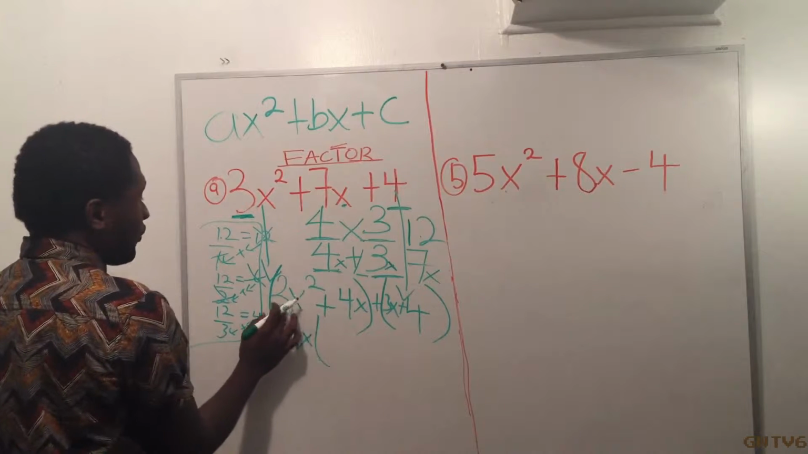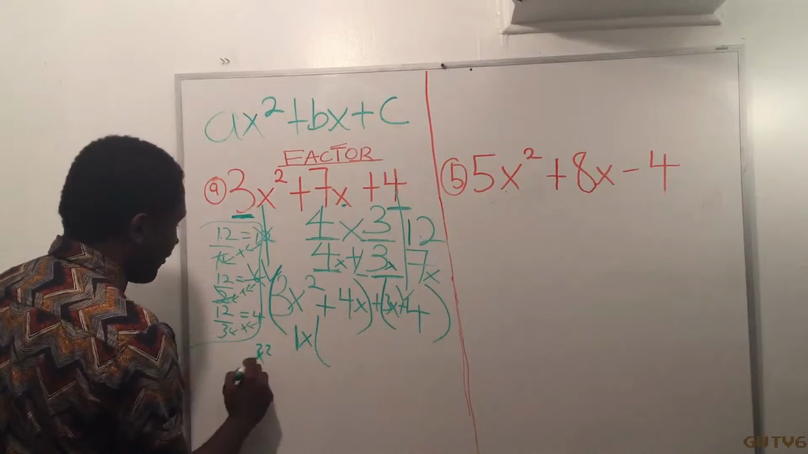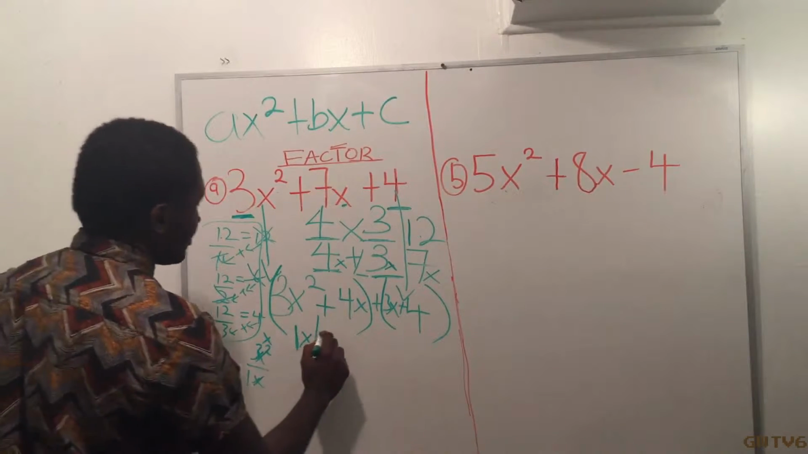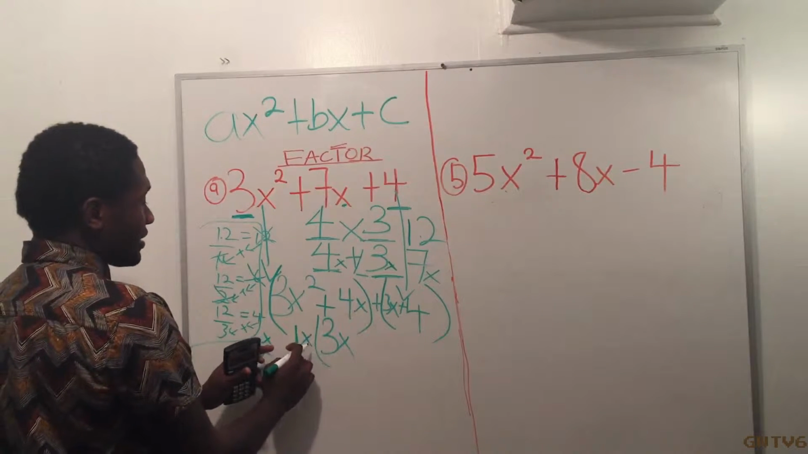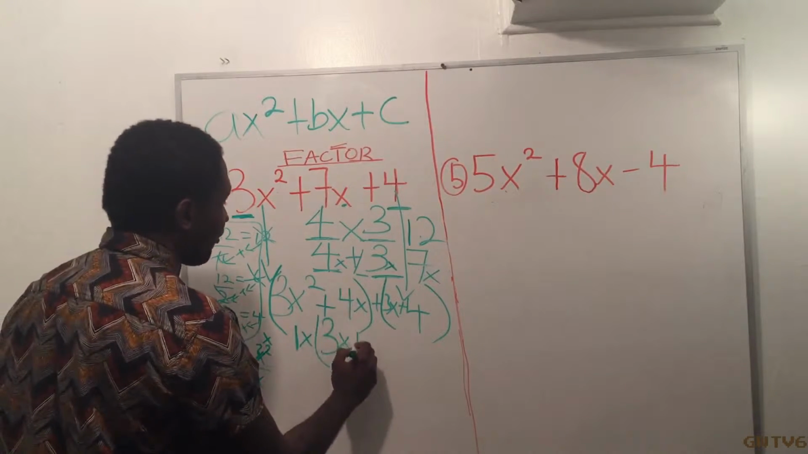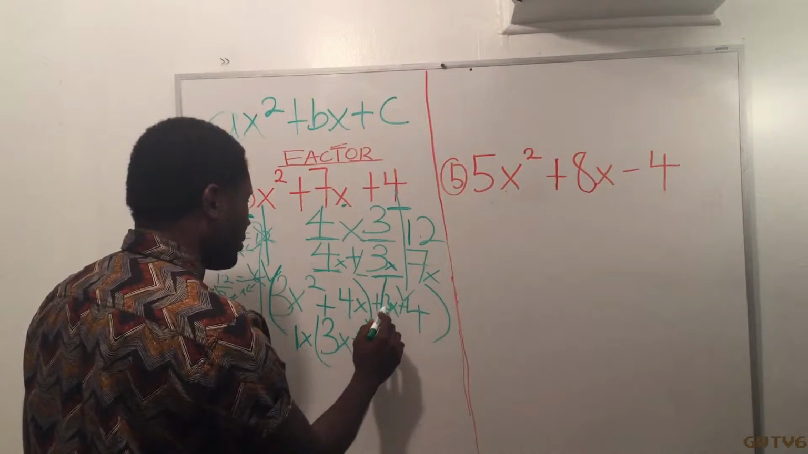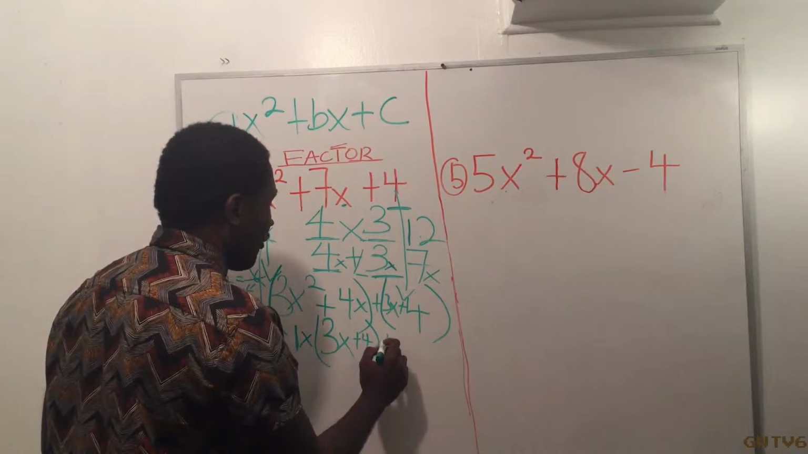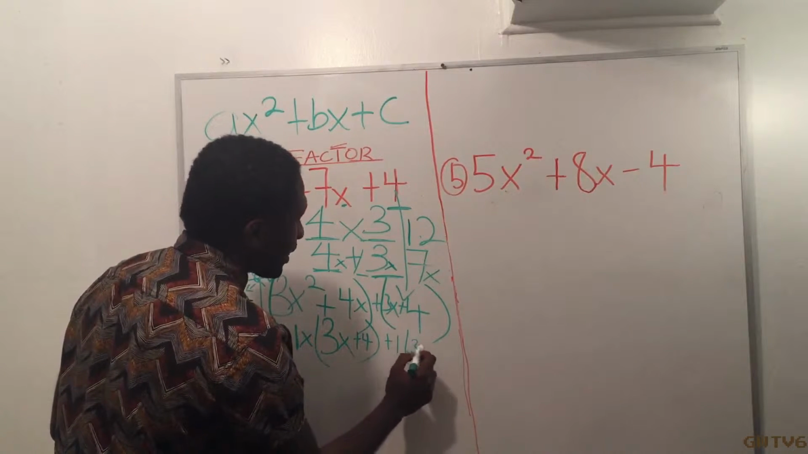And now 3x squared divided by 1x, I know it will be 3x. So I have my 3x like that. And then 4x divided by 1x, the x will cancel. So I have plus 4. And then on this side, one number can divide into 3 and 4. I know it's a 1. So I have plus 1. And then 3x divided by 1 is 3x.